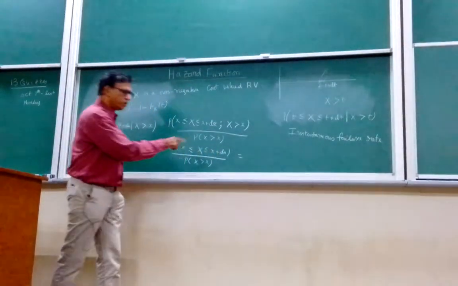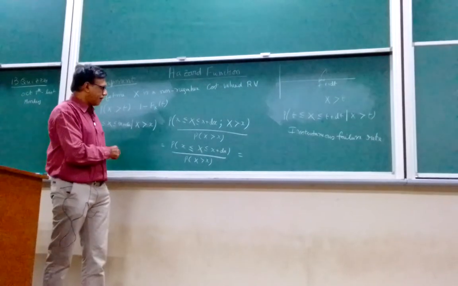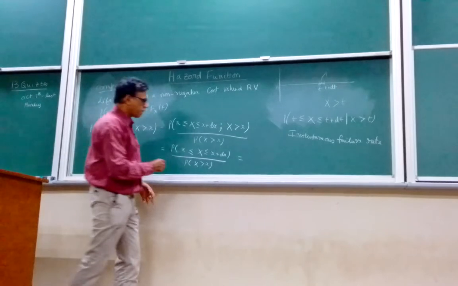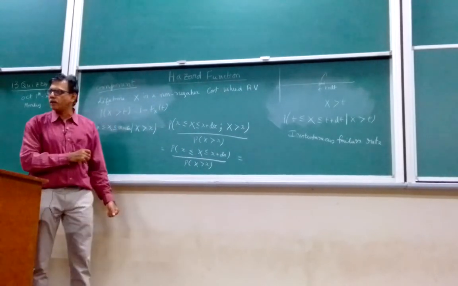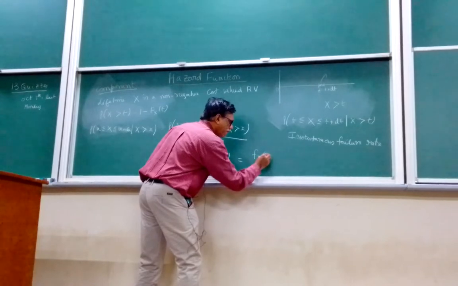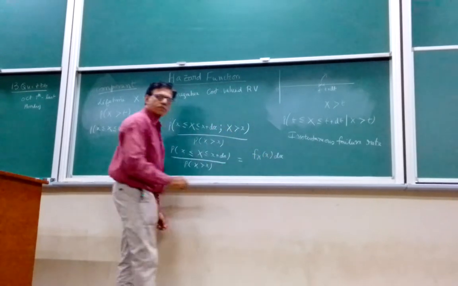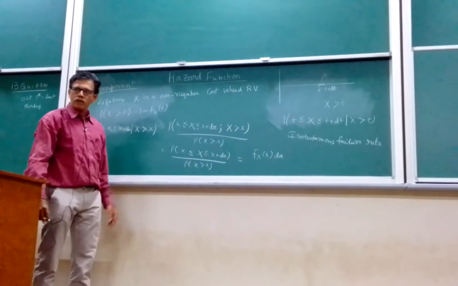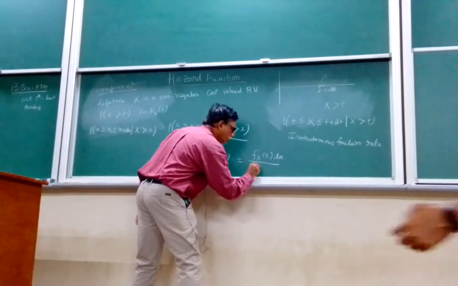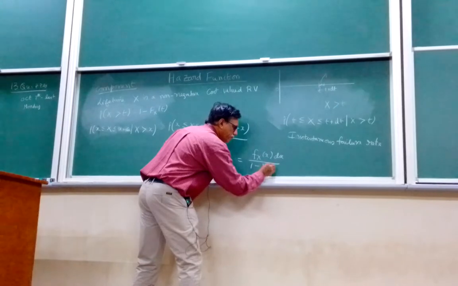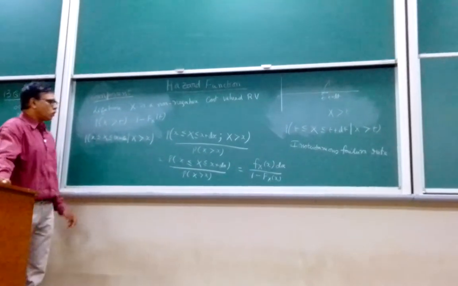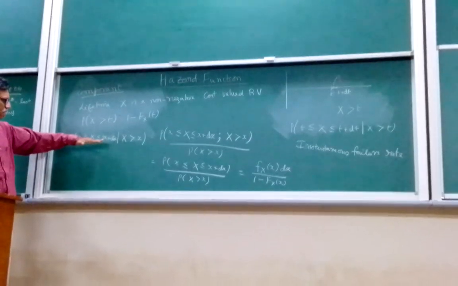So what is this? The top one? What is the top one? Numerator, fX(x) ds. And the bottom one is the CCDF. So this is this probability.